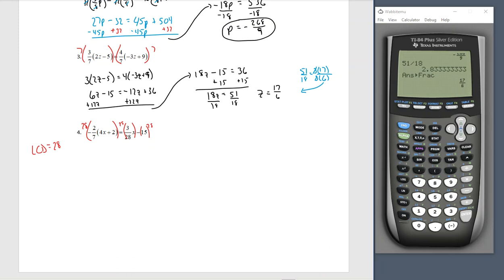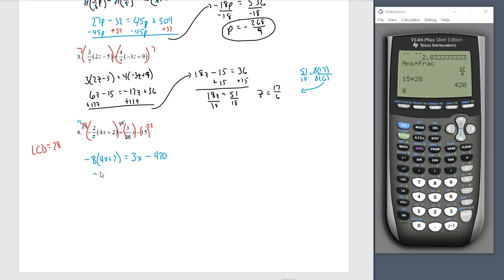So what does this look like? We will have 7 goes into 28 4 times. 4 times a negative 2 is negative 8, and I haven't done anything with anything in the parentheses. On the right side, 28 and the 28 cancel out, and we'll get 3x minus, and 15 times 28, probably could do that in my head, but I'll be honest, I'm not feeling it. This is 420.